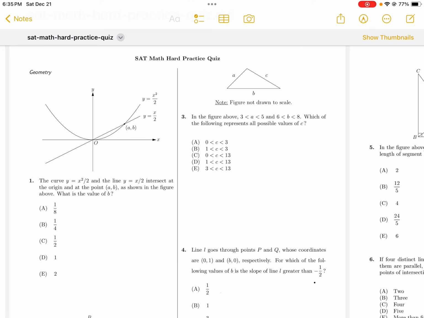I encourage you to pause the video and try some of the problems throughout this video before looking at the solution, just to get a feel for how this video is going to go. And without further ado, let's get started.